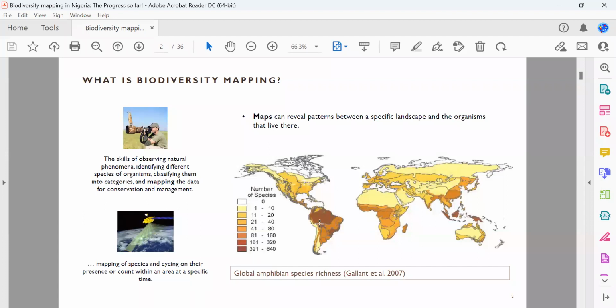Then of course, in Northern Africa, if you look at the map, you see that the number of amphibians is 1 to 10. And that is not surprising because this is a landscape dominated by the Sahara. And if you look at the Arctic region, the same scenario. If you look at Australia, the same scenario. So that is basically biodiversity maps or biodiversity mapping, and we'll be seeing most of this as we go into the presentation today.